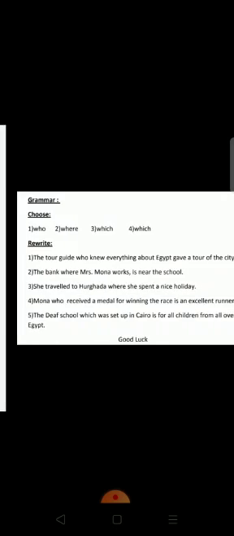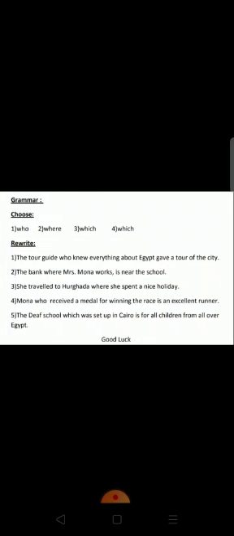4. Mona received the medal for winning the race. She's an excellent runner. So here the repeated word Mona and she. So I'm going to cancel the pronoun. So the answer, Mona, who received the medal for winning the race, is an excellent runner.